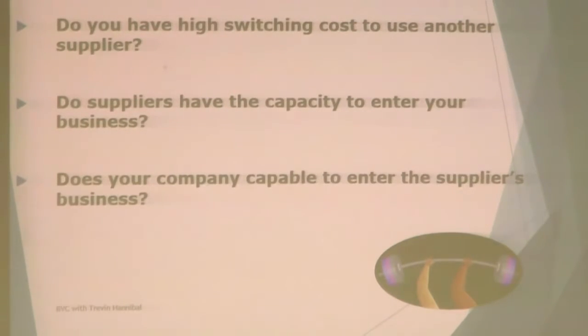Do suppliers have the capacity to enter your business? Can the supplier take confidential information and start a business? Is your company capable of entering the supplier's business? Can you become a supplier so that you have the back end and the front end, everything covered? So these are the areas that we have to talk about.